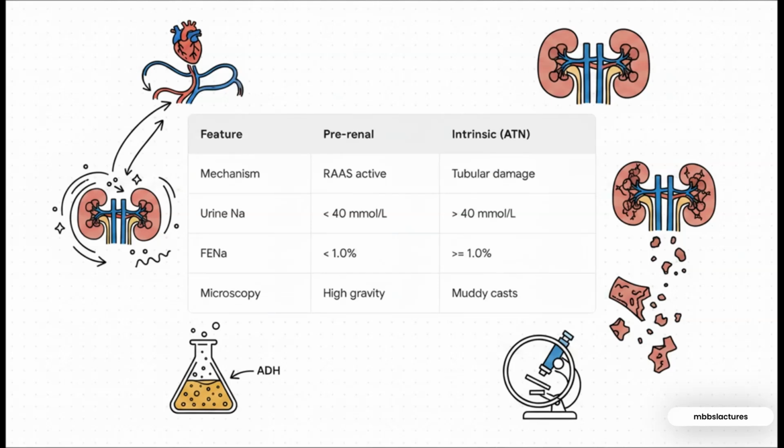Because of that, urine sodium is remarkably low, under 40 millimoles per liter, and the fractional excretion of sodium, or FeNa, is strictly less than 1%. You're also going to see a high specific gravity thanks to ADH. But in ATN, the tubules are necrotic.